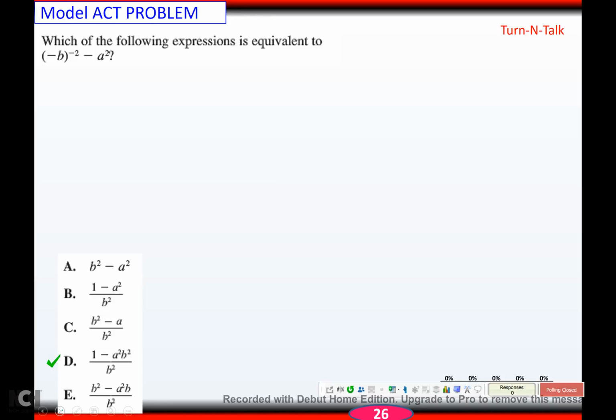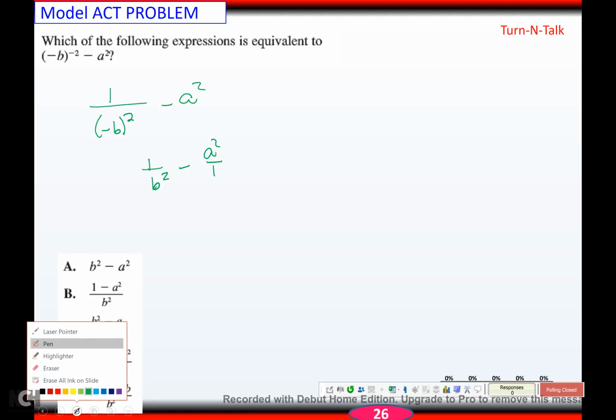Okay, so it says, which of the following expressions is equivalent to that? Well, looks like they've done some simplifying. And I notice here a negative exponent. What that means is I've got to move it to the bottom. So that's going to be 1 over negative b to the positive 2 minus a squared. Well, what that is going to be is 1 over b squared minus a squared over 1.